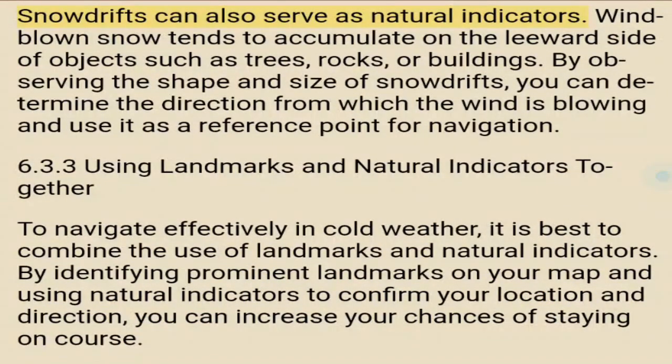Snowdrifts can also serve as natural indicators. Wind-blown snow tends to accumulate on the leeward side of objects such as trees, rocks, or buildings. By observing the shape and size of snowdrifts, you can determine the direction from which the wind is blowing and use it as a reference point for navigation.